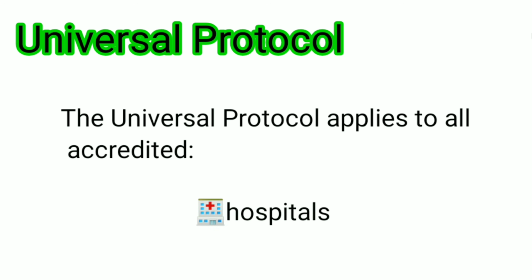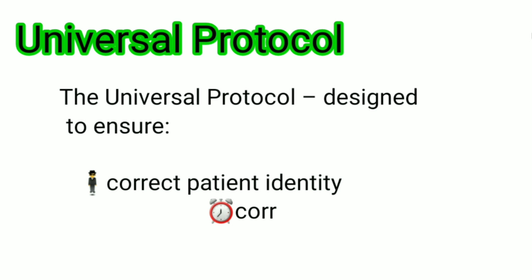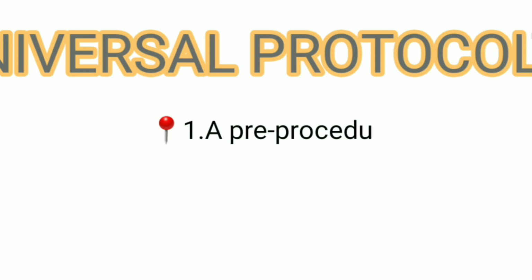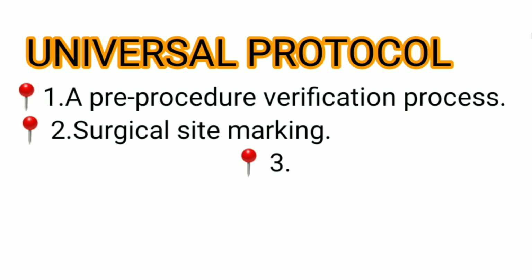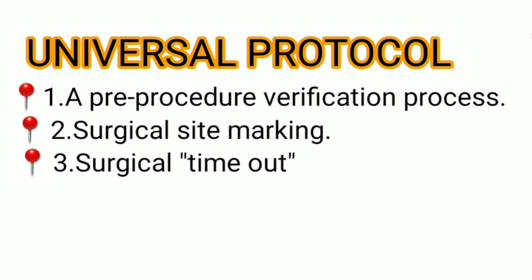So, take note that the universal protocol applies to all accredited hospitals, ambulatory care, and office-based surgery facilities. The universal protocol is designed to ensure the correct patient identity, the correct scheduled procedure, and the correct surgical site, consisting of the following three components. Number 1 is the pre-procedure verification process, number 2 is the surgical site marking, and number 3 is the surgical timeout immediately prior to starting the procedure.